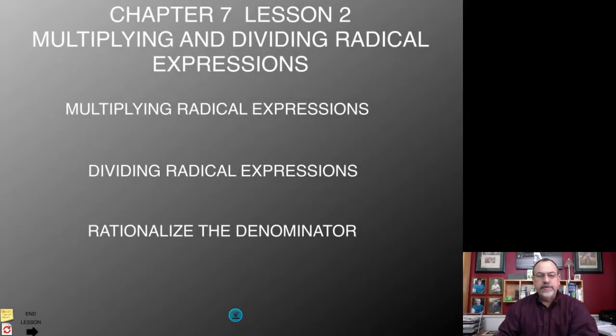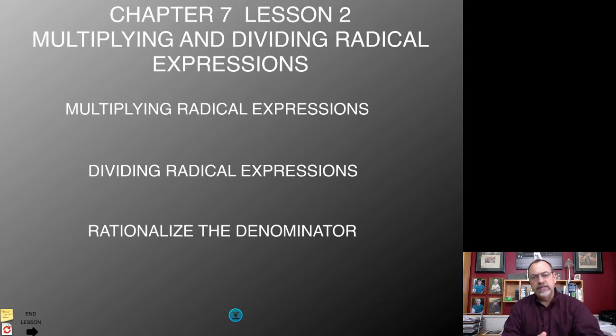Advanced Algebra, Chapter 7, Lesson 2, and we want to look at dividing radical expressions. Now there's one thing I want you to remember as we're moving forward, and that is everything that we've learned so far we have to continue to do even though we're looking at dividing or adding or subtracting, meaning we always want to simplify our final answer as much as we can.